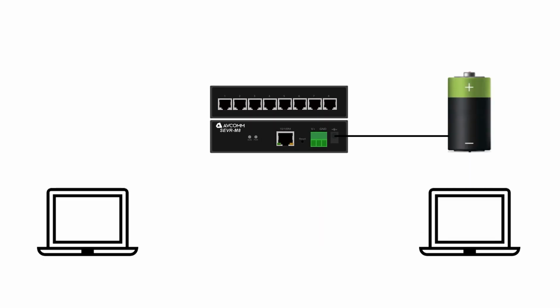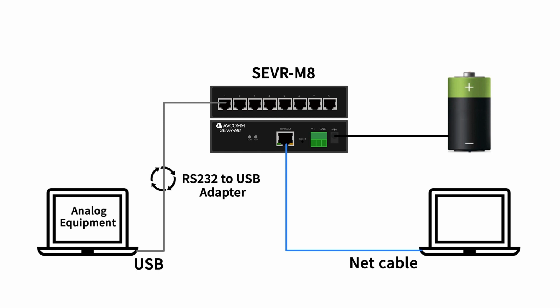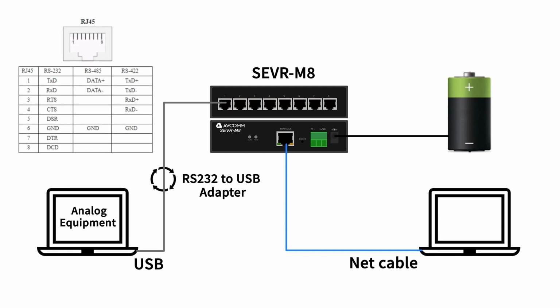First, power on the device, and connect the network port of the serial server to the computer using a network cable. The device used here is SEVRM8. Connect the USB of the computer to the serial port of the server using a converter cable, using the computer to simulate the communication of devices. Make sure to confirm that the pin orientation of your serial cable is the same as the provided pin diagram in the documents of the serial server.